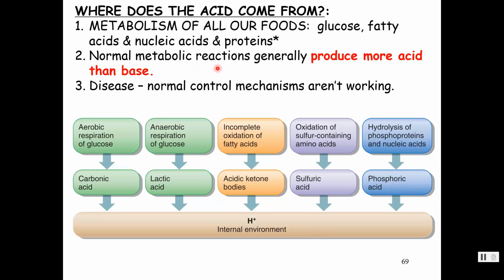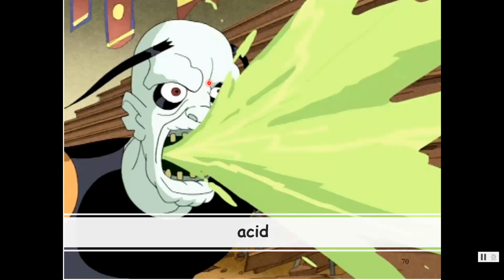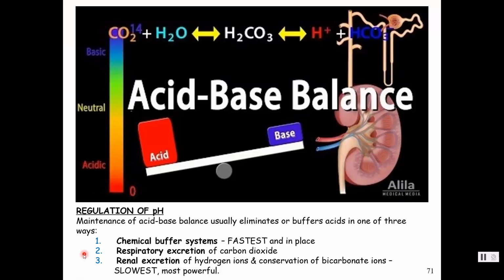So normal metabolic reactions generally produce more acid than base. And so we can have disease when those normal control mechanisms for controlling acid-base balance aren't working. Yep, that's all of us. So this is a great one for you to watch over and over again. So we are going to get into this regulation and this control of pH.